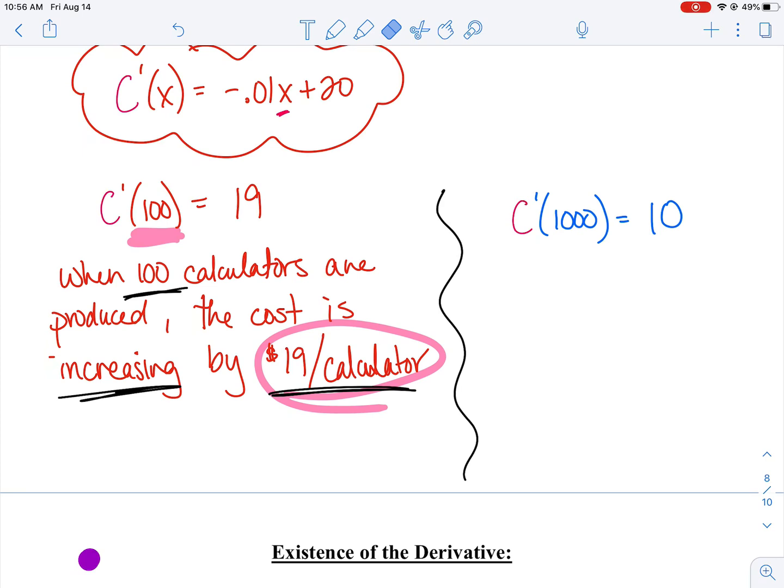Now, we could play with those numbers a little bit and figure out where it's going to cost us the least, and we'll talk about that in another chapter. But for right now, we can find the rate of change in the cost at any moment, the instantaneous rate of change, by finding the derivative. And this works in any context, whether it's manufacturing calculators or in chemistry, whatever it might be. Anytime we're looking for an instantaneous rate of change, we can apply this formula.